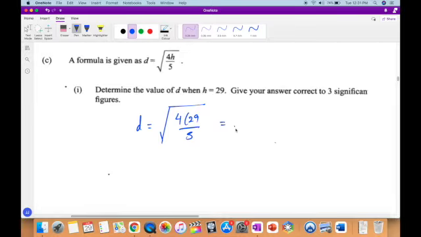So d is the square root of 23.2, and that gives us about 4.82, and that will be 3 significant figures there.